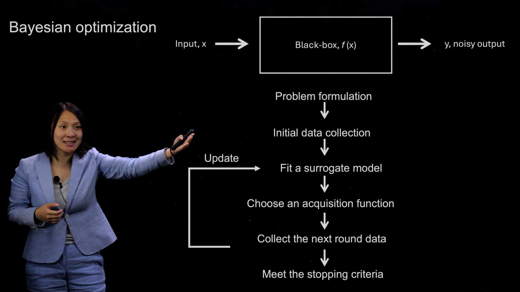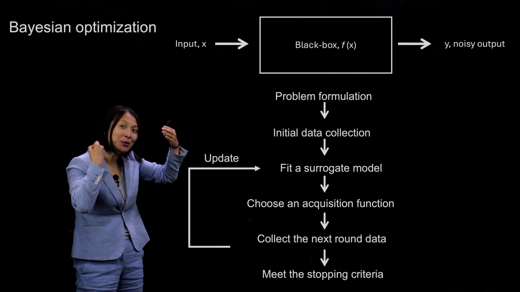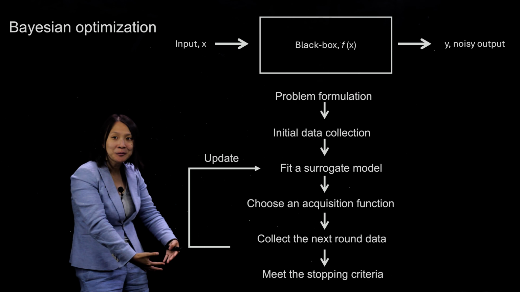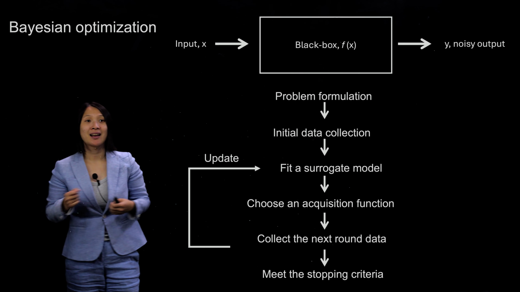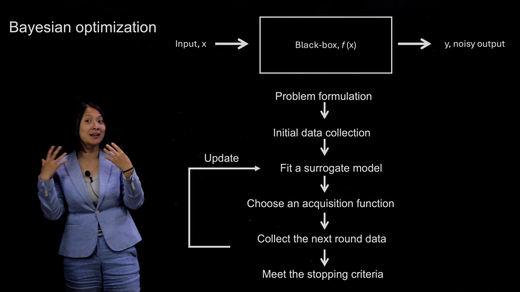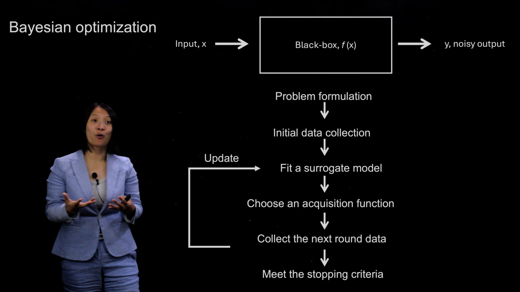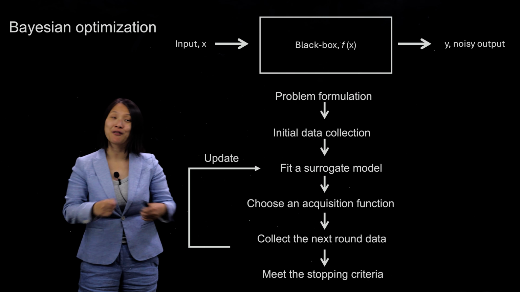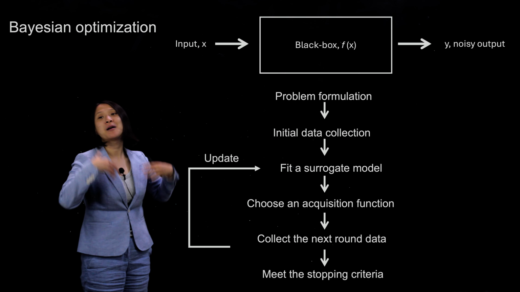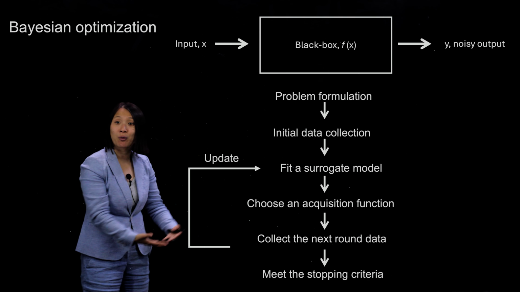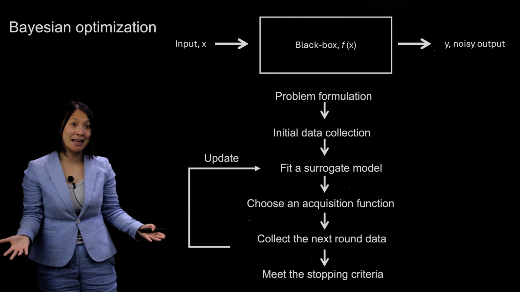We update our surrogate model with the new data collected until we reach our stopping criteria, where we say, hey, we already achieved the optimized property of interest, or we say we are running out of our experimental budget, so let's stop there. So that's our stopping criteria, but by then we will have completed our closed-loop optimization steps.